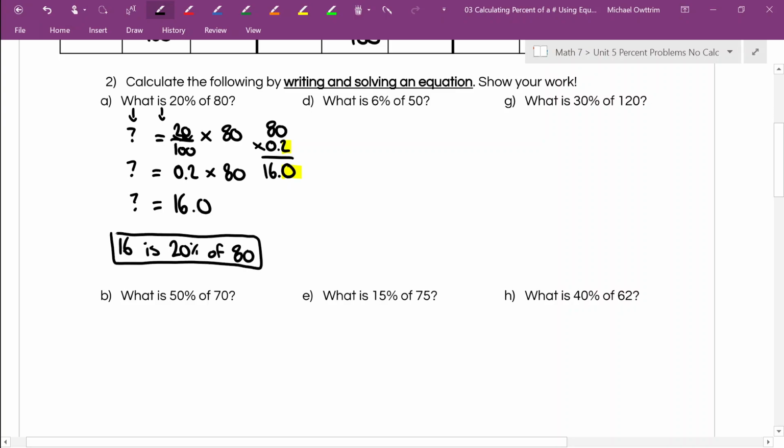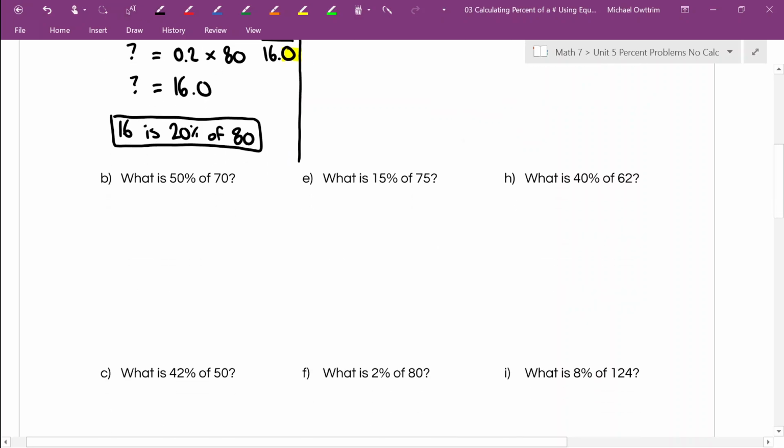Now with this question, you might notice it would have been very easy to do that with benchmark percents. 10% of 80 is 8, and 20 can be made by 2 10s, so 8 plus 8 is 16. We remember with all of these, either method will work, and one of them will often be easier than the other. In question A, it was a very easy question, and so probably benchmark percents would also have been very easy to complete.